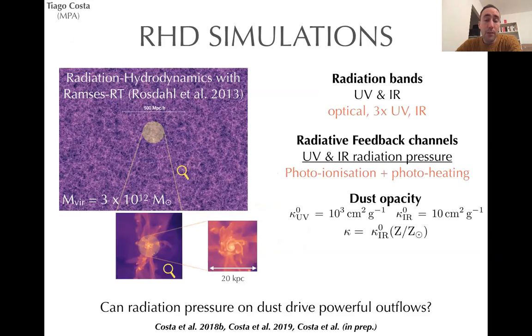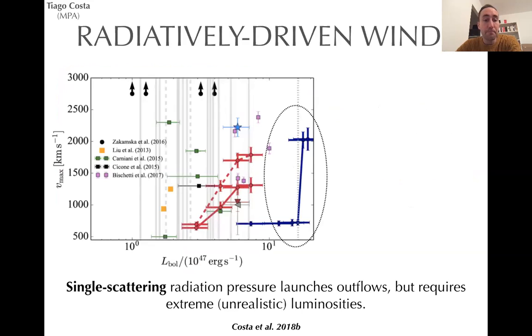We've performed a suite of radiation hydrodynamical cosmological simulations with the code RAMSES-RT to try to measure the importance of single scattering and multi-scattering radiation pressure in powering large-scale outflows at redshift 6 in massive halos. We have targeted a very massive halo, with a mass of 3 times 10 to the 12 solar masses at redshift 6. This is where we think the first quasars formed, and we performed different simulations where we systematically compared the efficiency between only UV and infrared radiation pressure.